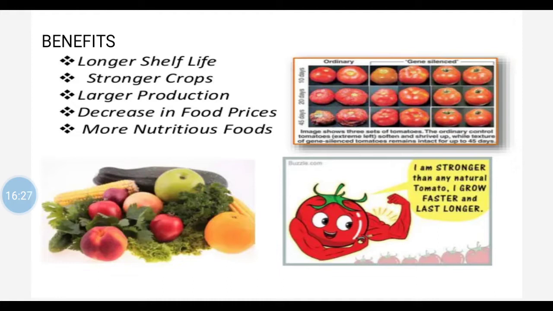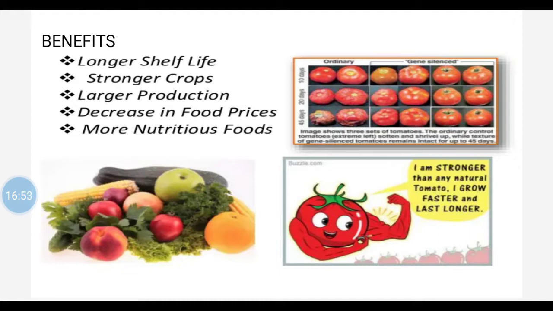So that is the meaning of shelf life. The shelf life of ordinary tomatoes is less, isn't it? For ordinary tomatoes, it is 10 days. The tomatoes which are in between, it is 20 days. And on the right hand side, they have got 45 days shelf life.